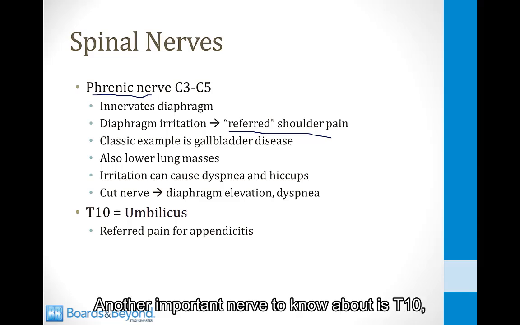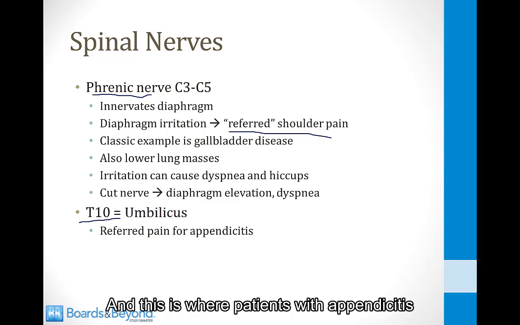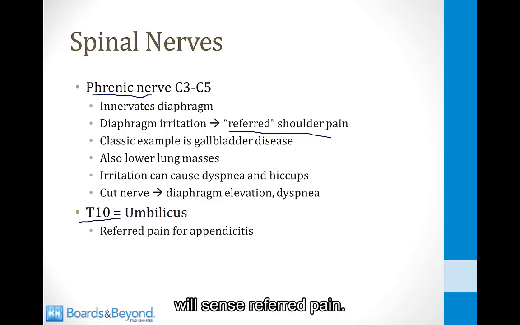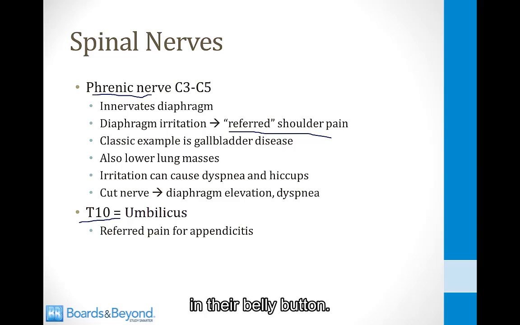Another important nerve to know about is T10, and this is the level of the umbilicus, or what most people call the belly button. And this is where patients with appendicitis will sense referred pain. The initial symptoms of appendicitis are only sensed by visceral fibers, and these are transmitted through T10, and so the body thinks that the pain is coming from the belly button. Patients will initially complain of colicky pain in their belly button.